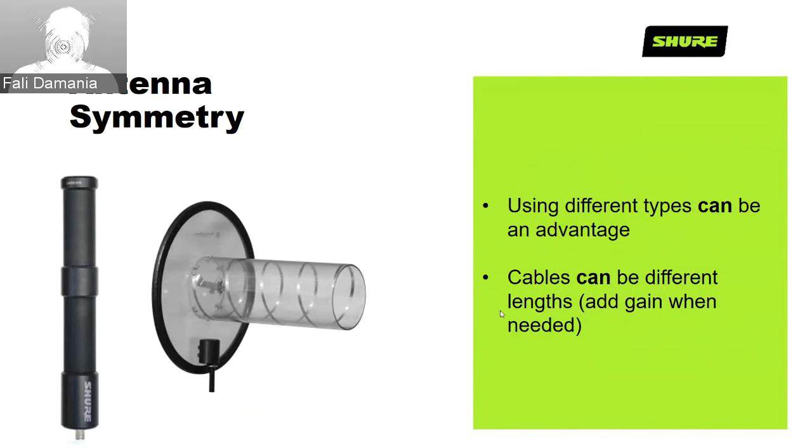If you want to keep interference out, you could probably use a directional on one end. You could use an omnidirectional in case you have a corporate show and you need reception in the audience, say if there's an audience question and answer session, to be clear. And cables can also be different lengths, and at times you will need to calculate that gain to adjust for the different cable lengths.